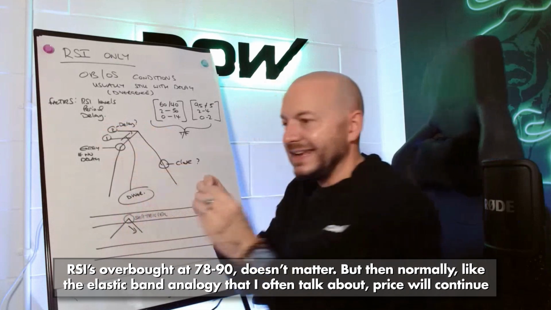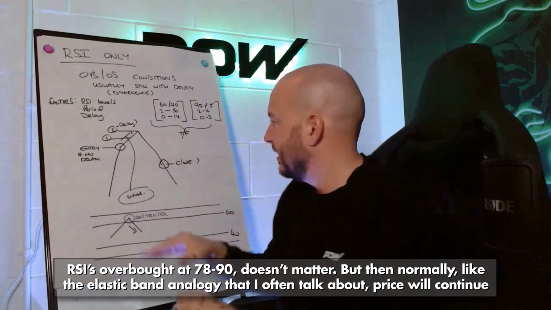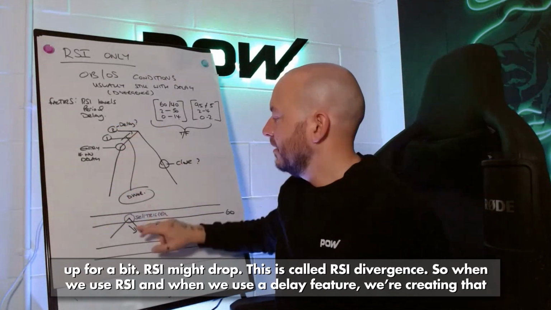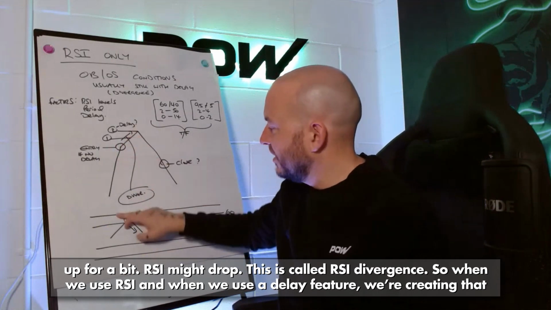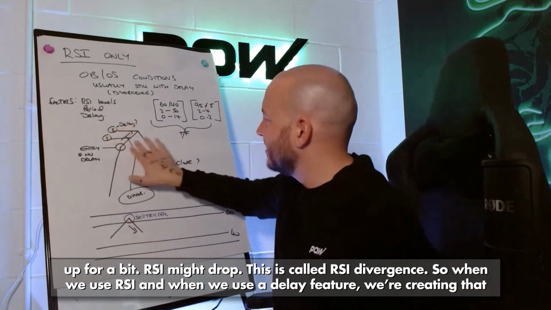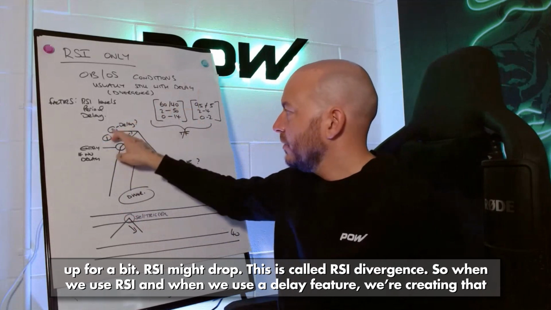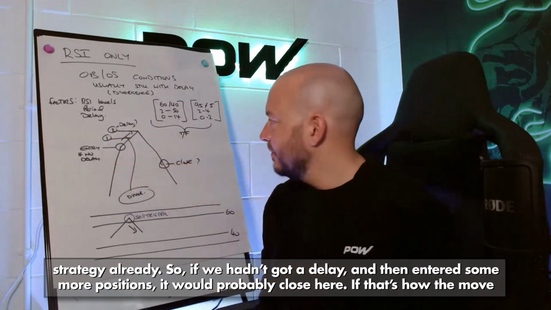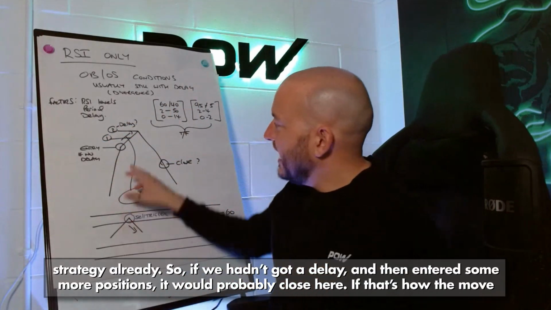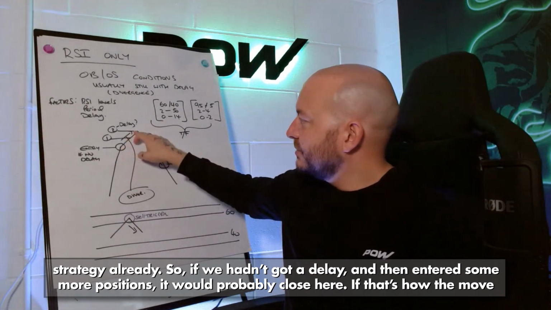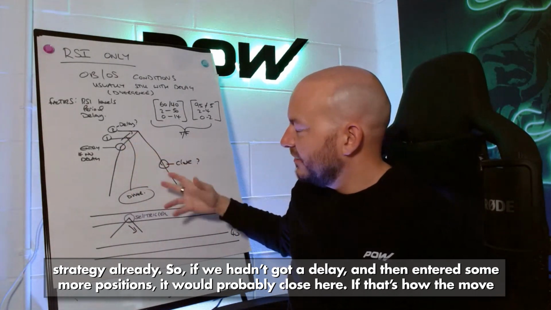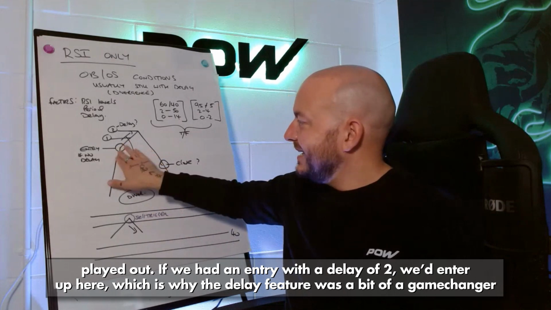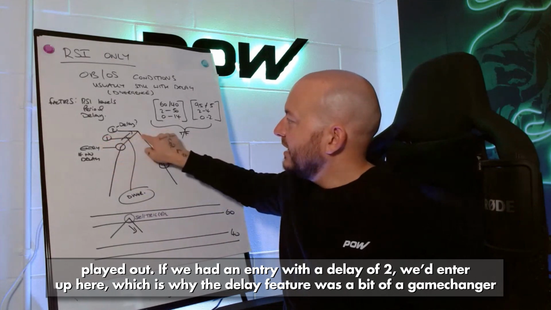But then normally, like the elastic band analogy that I often talk about, price will continue up for a bit, RSI might drop. This is called RSI divergence. So when we use RSI and when we use a delay feature, we're creating that strategy already. So if we hadn't got a delay and then entered some more positions, it would probably close here, if that's how the move played out. If we had an entry with a delay of 2, we'd enter up here.